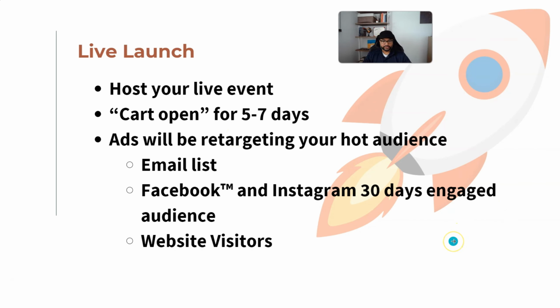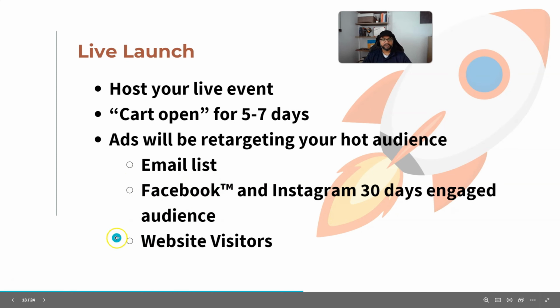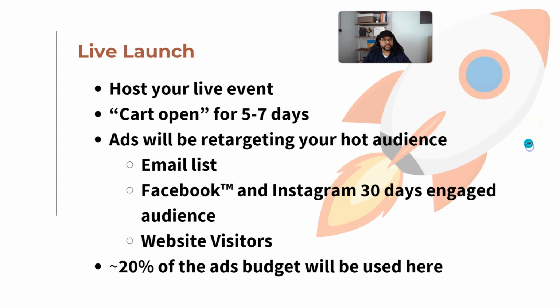Next is the retargeting. Like I mentioned, it's going to retarget your email list. You're going to target the people on Facebook and Instagram who engaged in the last 30 days. So anything you've been doing organically, especially in the last 30 days, you'll be able to retarget. And people visiting your website, especially if you have a blog or something like that, we want to retarget all those visitors.